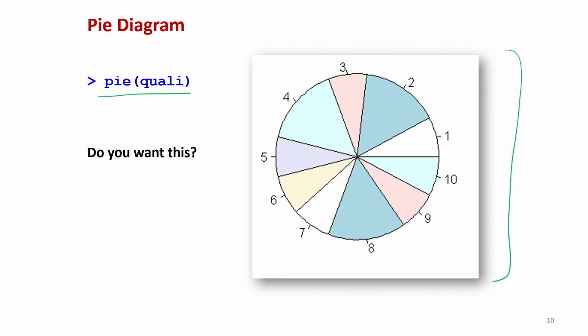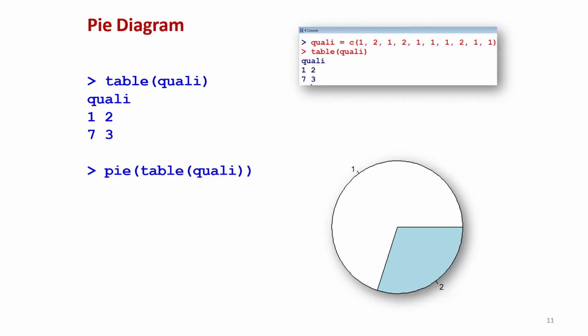So once again, I would like to draw your attention that in some software you need to give the data directly, but in our software you have to give the frequency data which is obtained by the table command. So it is now indicating the entire data set. You have 10 values, so it is indicating the 10 values, but you don't want this. But what do you want? You want the pie diagram of the table command.